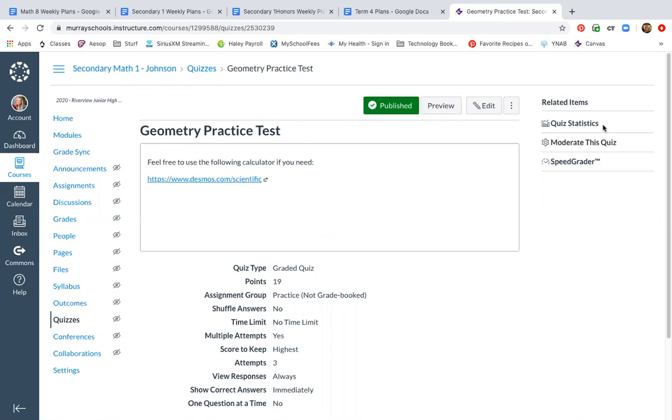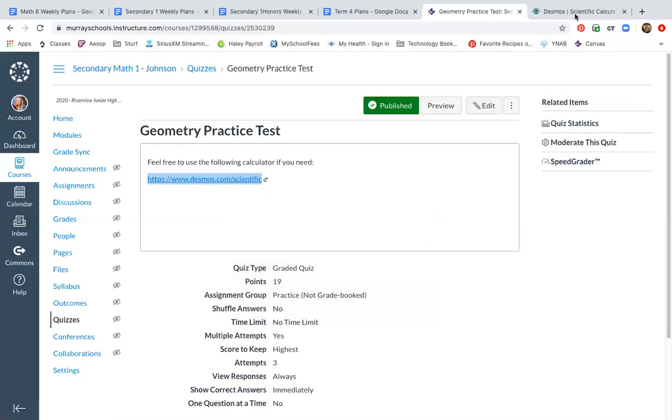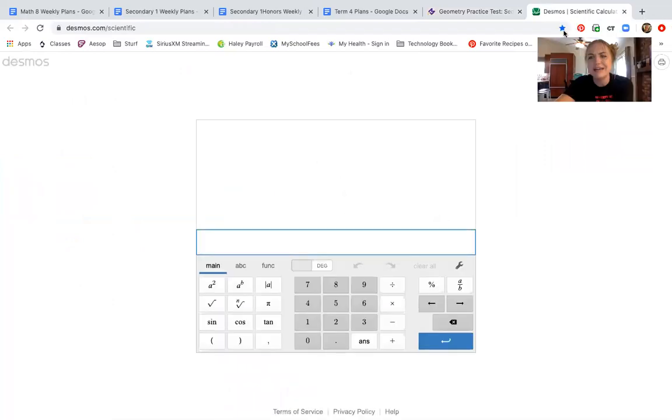So what you'll notice here, I put a link to a calculator on this. So if you want to, while you're taking the test, open that in a new tab, leave it over here so that you can use it during the test. It's a good scientific calculator on Desmos.com, but if you've got one on your phone or just another one that you like, use that. That's totally fine. But this is a good calculator. It's got squared, it's got square root, and all those fun things.